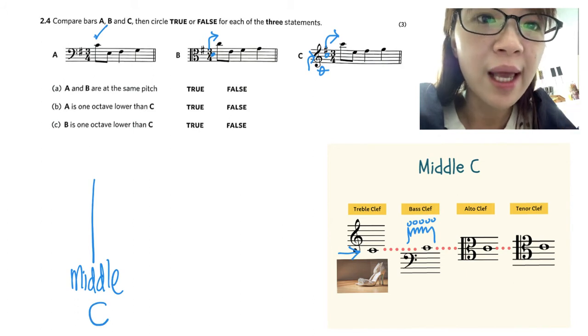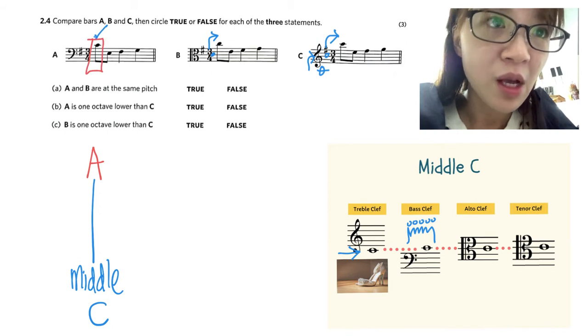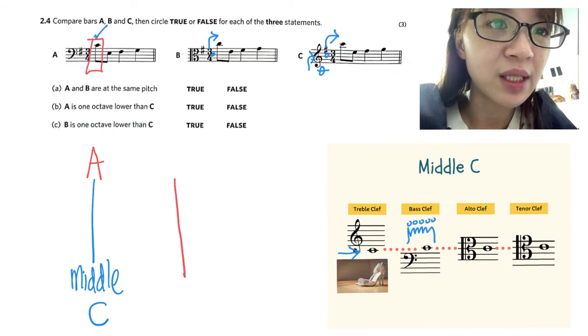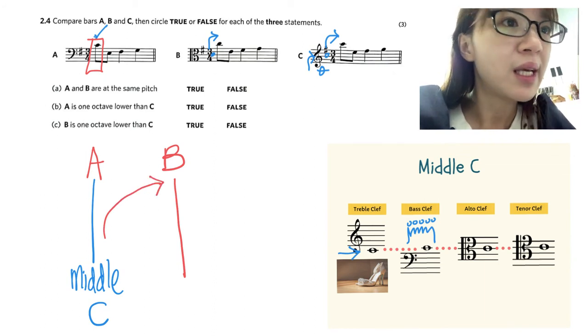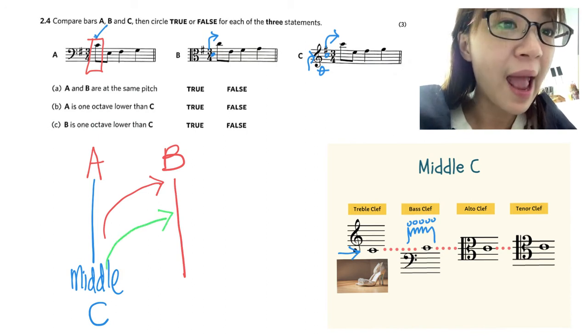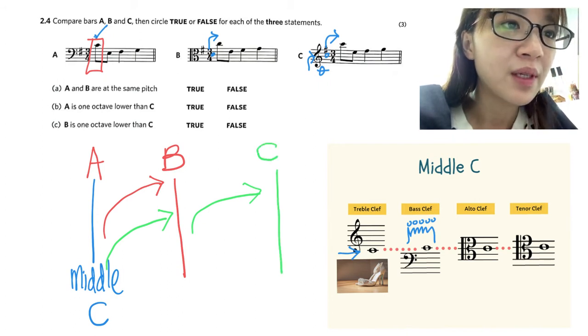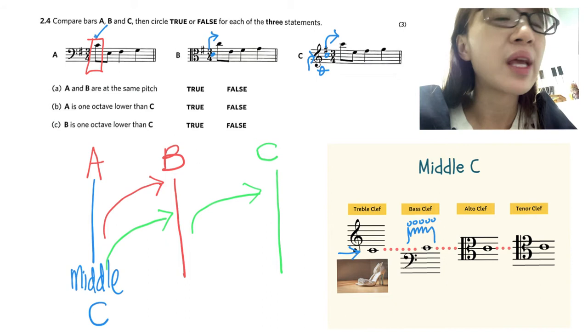For question A, it is on the middle C. For question B, it is 1 octave higher than middle C. For question C, it is 2 octaves higher. You have treble C and 1 more step up to a high C. So from this chart, we can answer the questions very quickly.